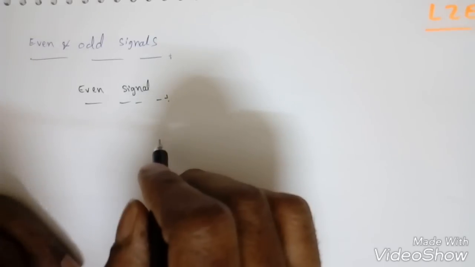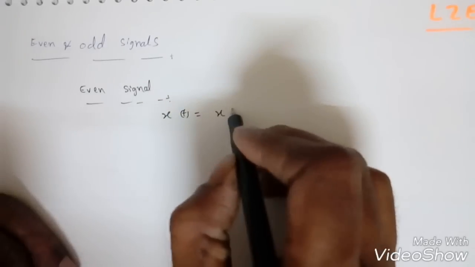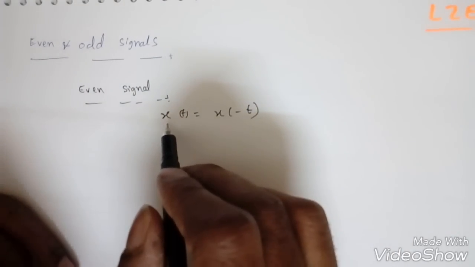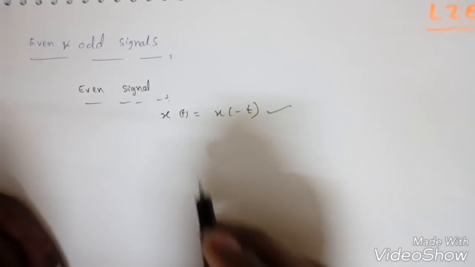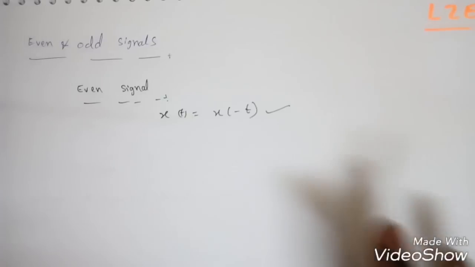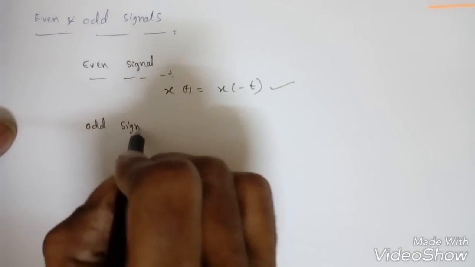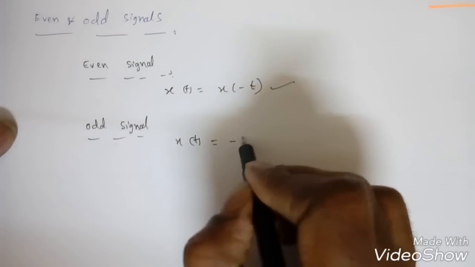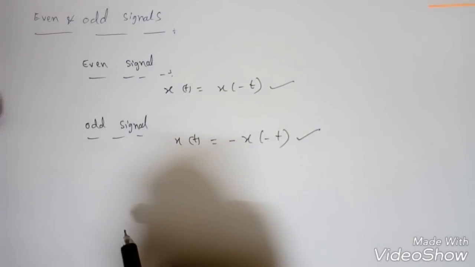So even signal, how can we say some given signal is even or odd? If x of t is equal to x of minus t, that is, if I reverse the given signal, if it is equal, then we can say it is an even signal. So if it is satisfying this condition, we can say it is an even signal. Similarly, odd signal: if the reversal is the negation of this one, so if x of t is equal to minus x of minus t, we can say x of t is an odd signal.